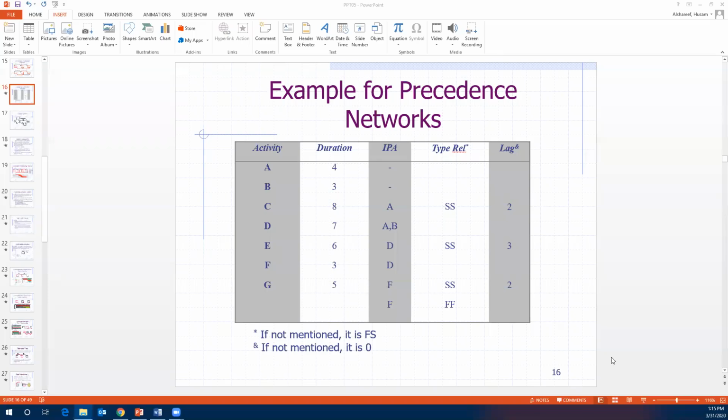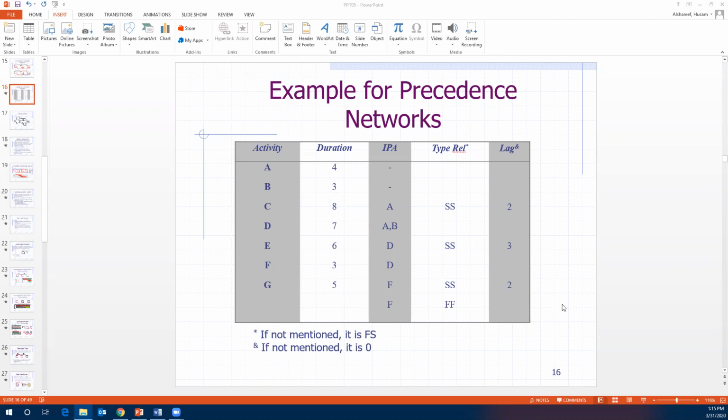Hello, everyone. This is part four on the Precedence Networks. Let's talk about an example of what we have covered in the previous lectures. This is a good example to see how the Precedence Network in this chapter determining the CPM is different than the regular CPM that we worked on before.